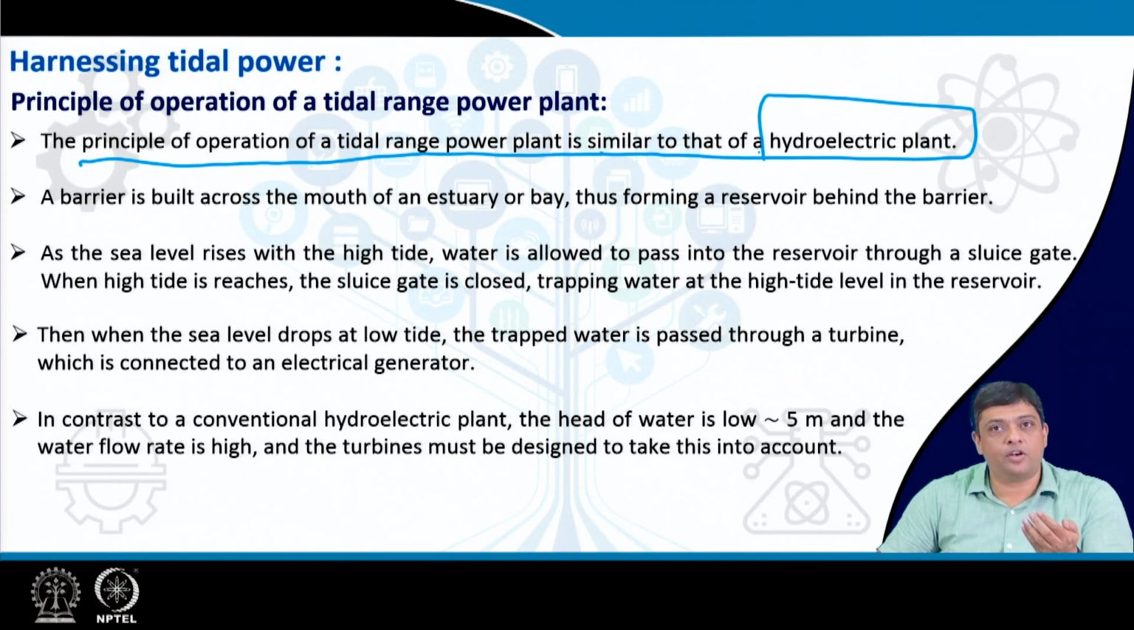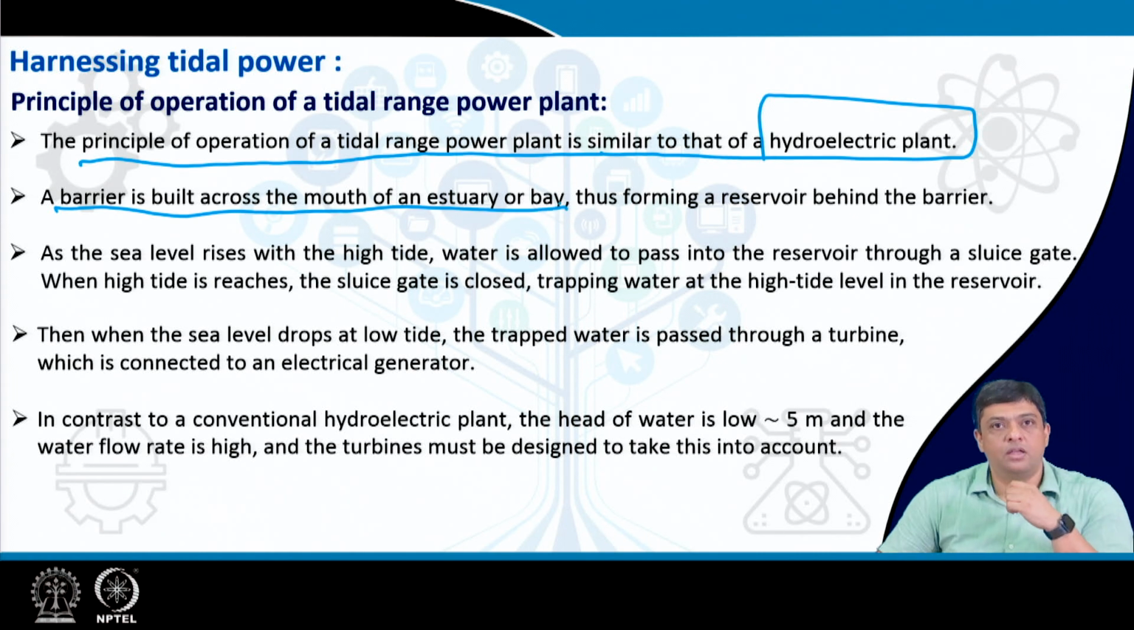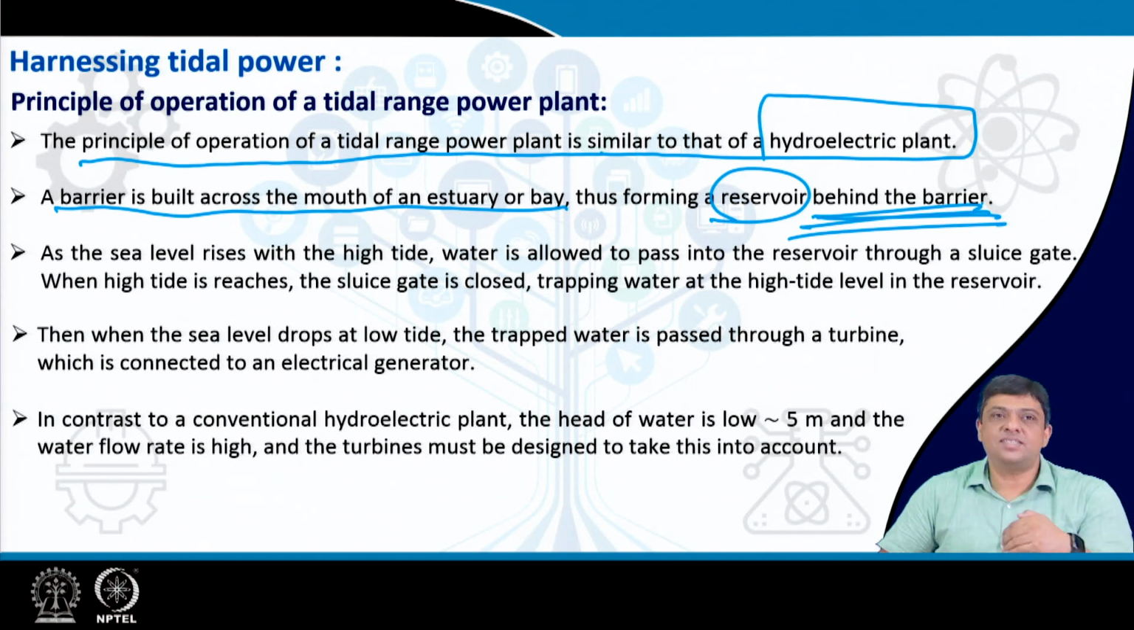What do we do in a hydroelectric plant? We have a reservoir. So, in comparison to this, if you are asked to develop a tidal range power plant, what will you do? You will build a barrier across the mouth of the bay, thus forming a reservoir behind the barrier. So, similar to a hydroelectric plant, you are creating a reservoir. As the sea level rises with the high tide, water is allowed to pass into the reservoir through the sluice gates.